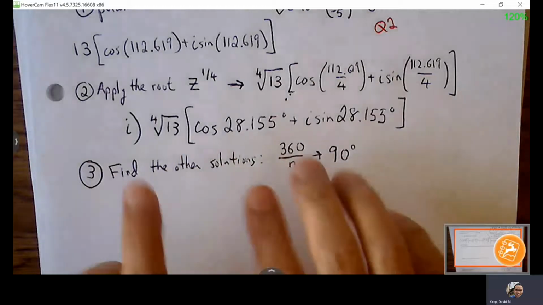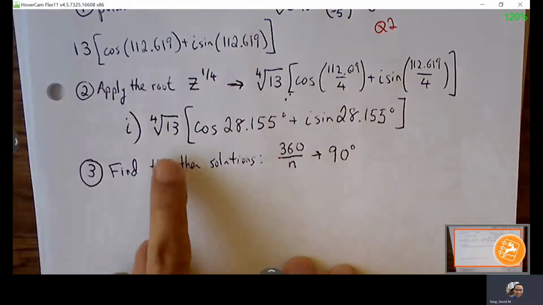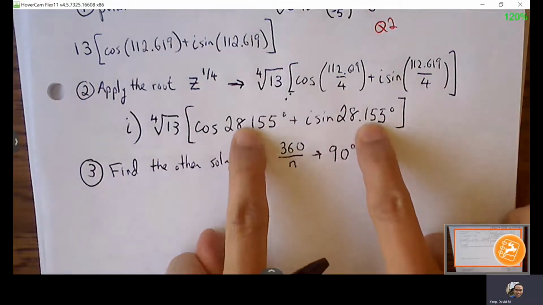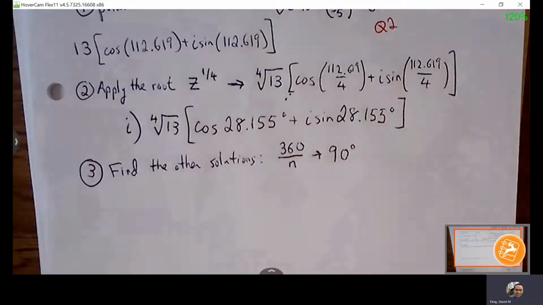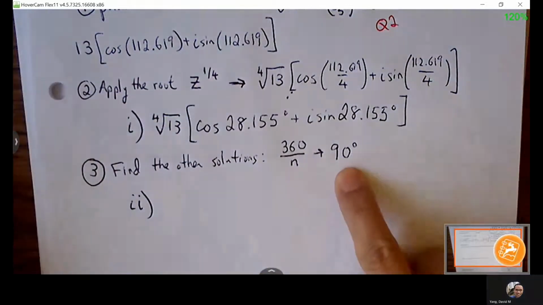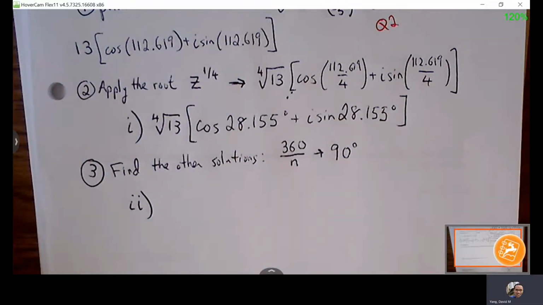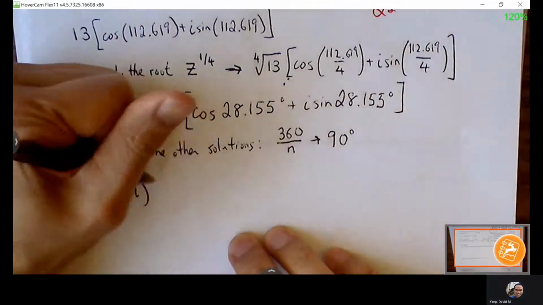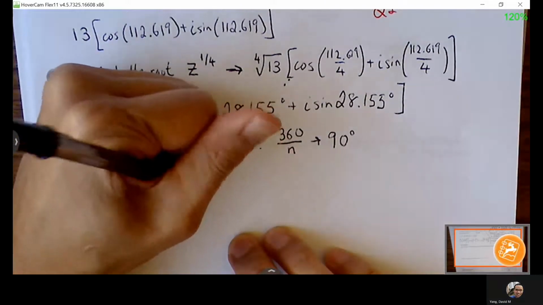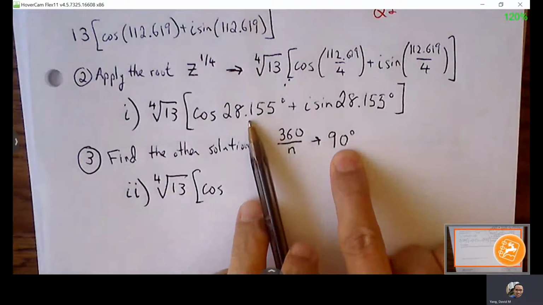So to find the other solutions, we just copy everything down the same. We keep the same radius, cosine, i sine, all the same. We're just going to be incrementing our theta to the next degree measure. So we're going to add 90 degrees. Okay, so our second solution is going to be 90 degrees apart from the first one. Okay, so what's 28.155 plus 90?